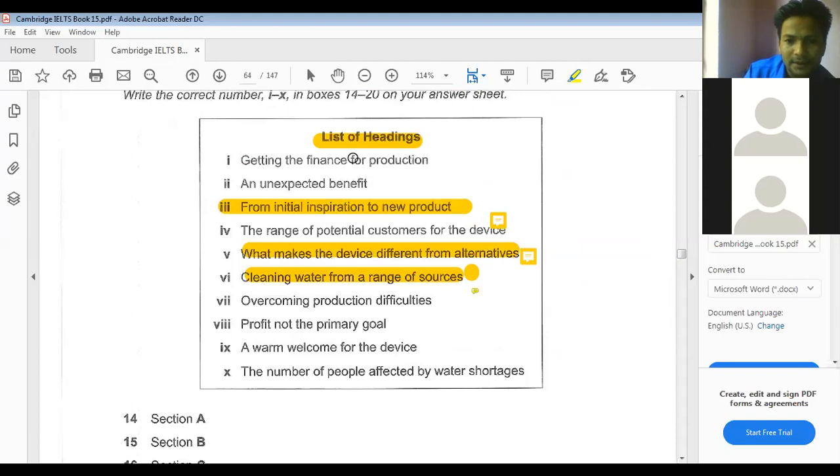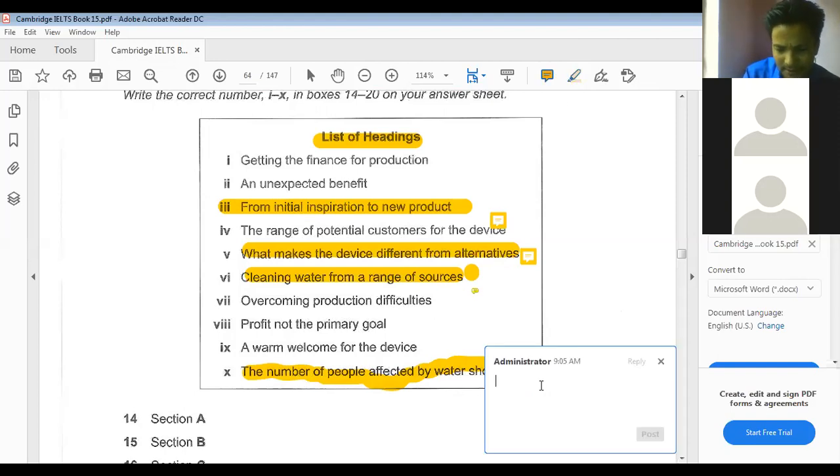Getting the finance for production, no. An unexpected benefit, no. A range of potential customers, no. Overcoming production difficulties, no. Profit not a primary goal, no. Last one. The number of people affected by the problem, exactly, yes. It talks about half of the population remaining without water for 1 month, okay? Okay, that's fabulous. Great. The answer is for question number 17.